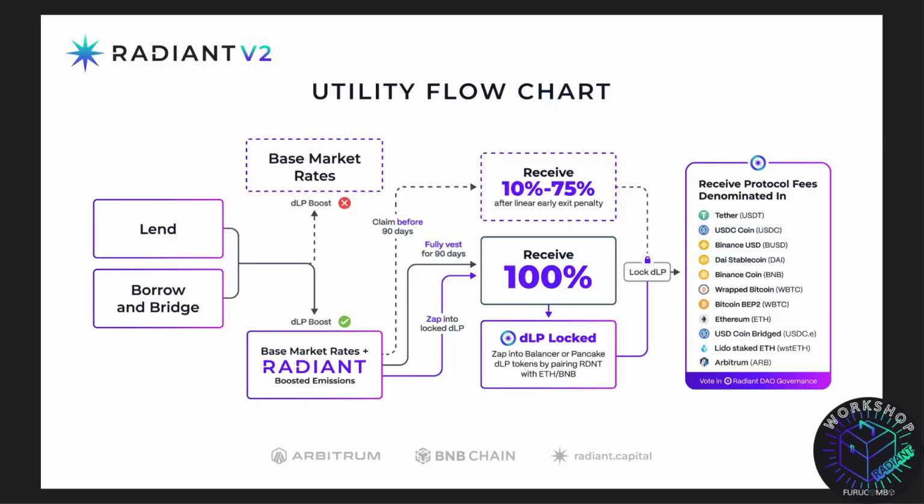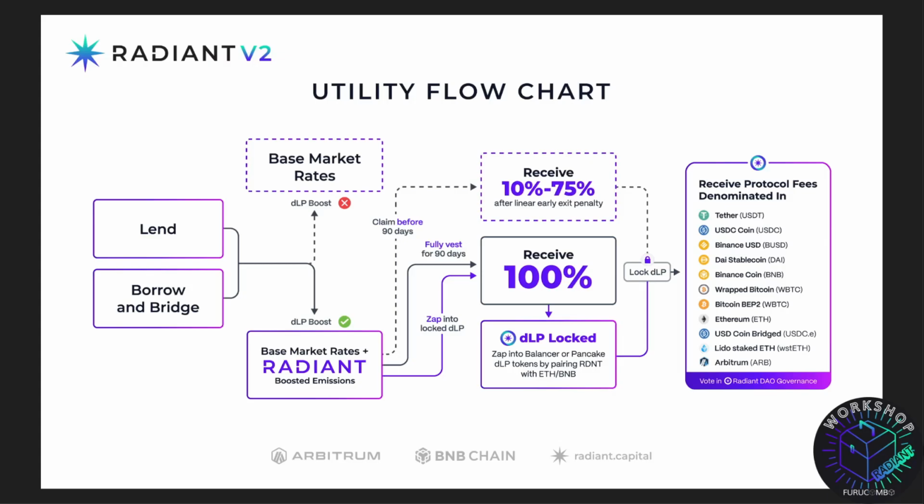Here is the utility flow chart. This shows what happens if you DLP boost or not. You can lend, borrow, and bridge, and if you don't DLP boost, you're just going to get the base market rate. If you DLP boost, you're going to get the boosted emissions, and then you have two options as per this flow chart, but there is a third option. Actually, it does show all three here.